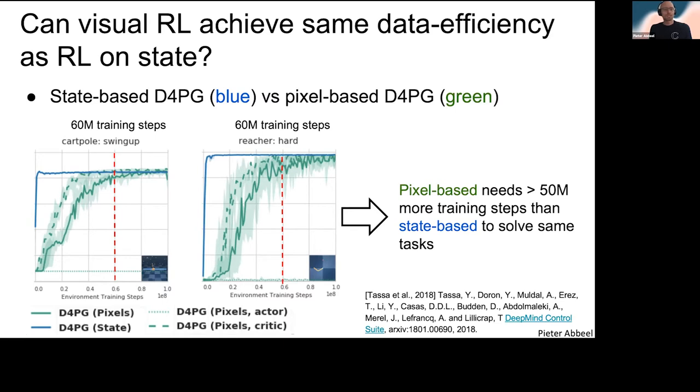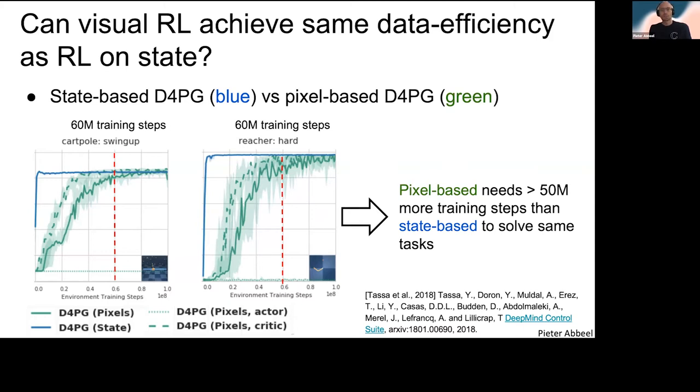If you look at the learning curve, the vertical axis here is performance, the higher the better. The horizontal axis is the amount of experience collected. What you see in blue is a learning curve where the reinforcement learning algorithm has access to the state of the robot, whereas in green, the algorithm only has access to pixels, what's on the screen. And this is the state of the art 6-9 months ago, showing a very clear gap in learning speed, depending on whether you learn from pixels or from state.